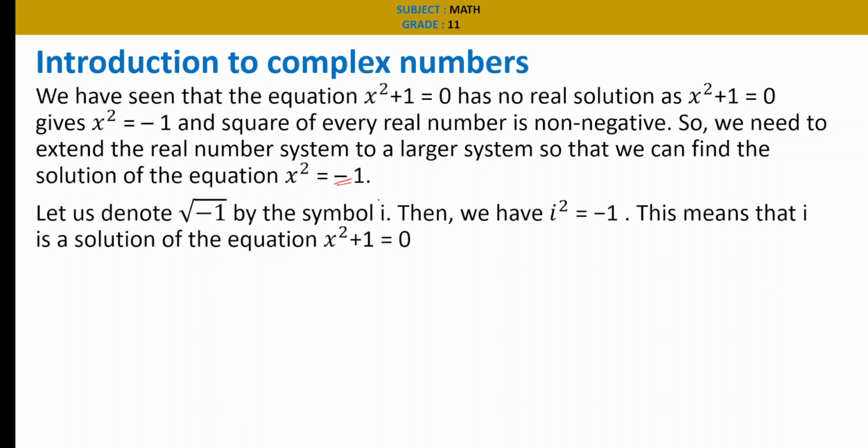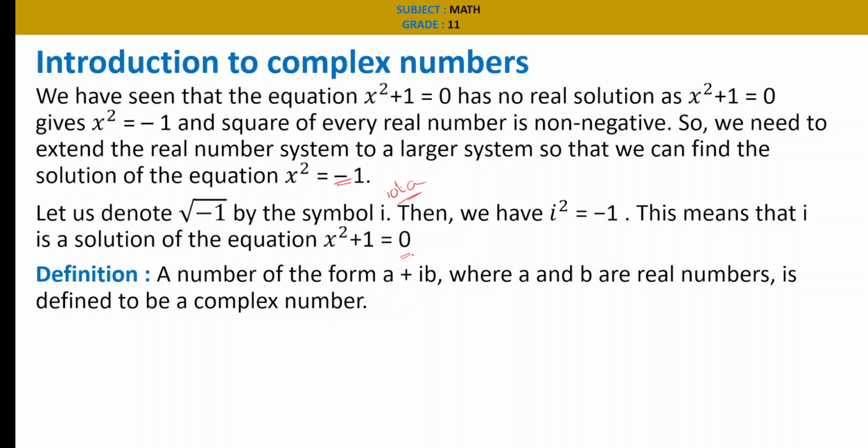Let us denote square root of minus 1 by the symbol i. i we call as iota. Then we have i square is equal to minus 1. This means that i is a solution of the equation x square plus 1 is equal to 0.